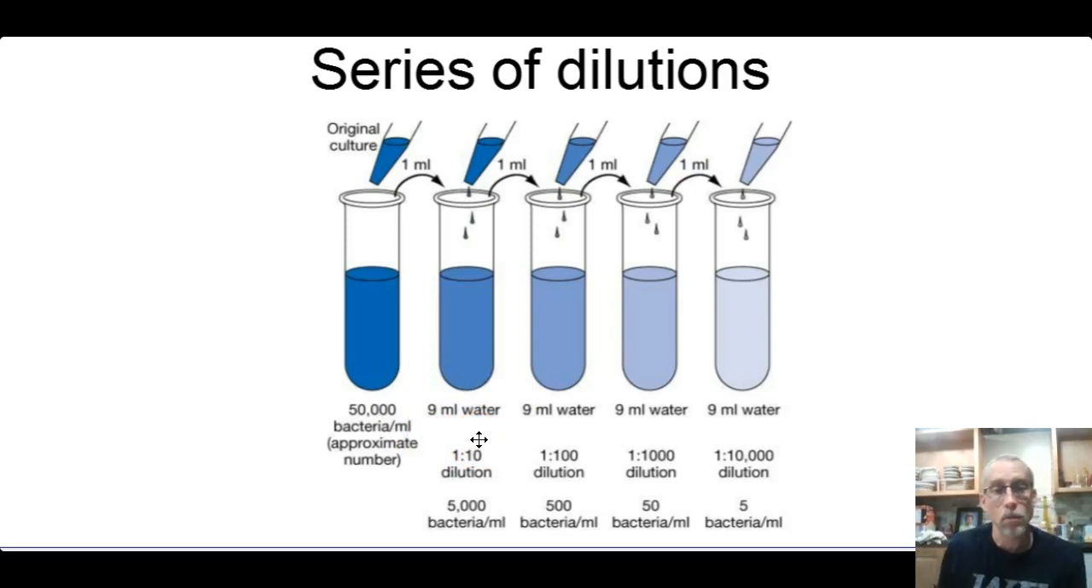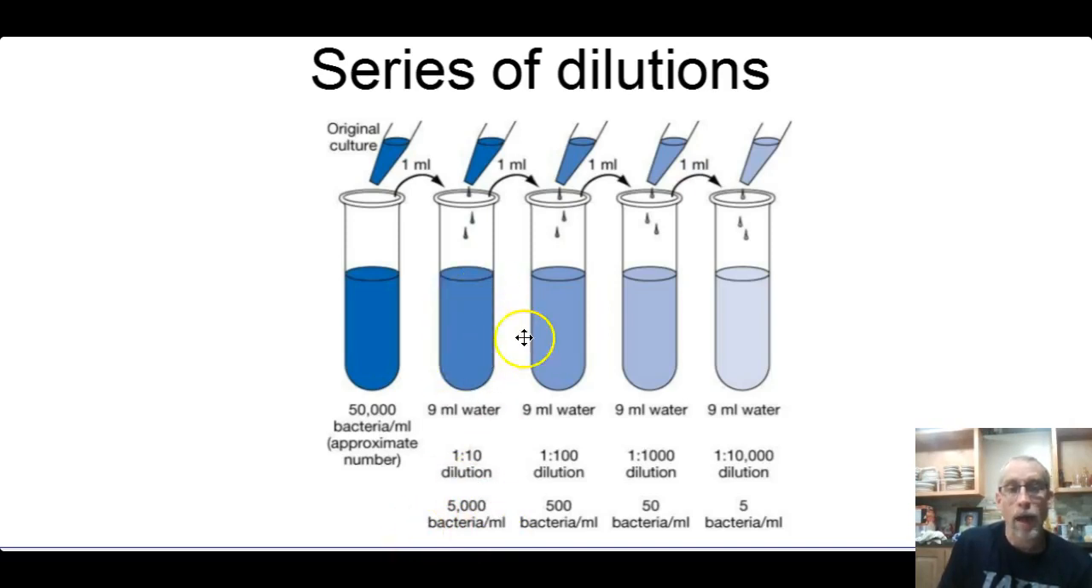If you have 10 times as much solution, you'll have a 10 times more dilute solution, or 10 times less concentrated. So we call that a 1 to 10 dilution. So instead of 50,000 bacteria in each milliliter, we would only have 5,000 bacteria per milliliter.